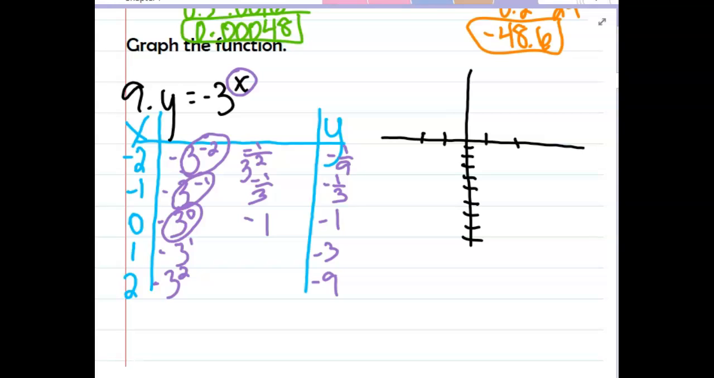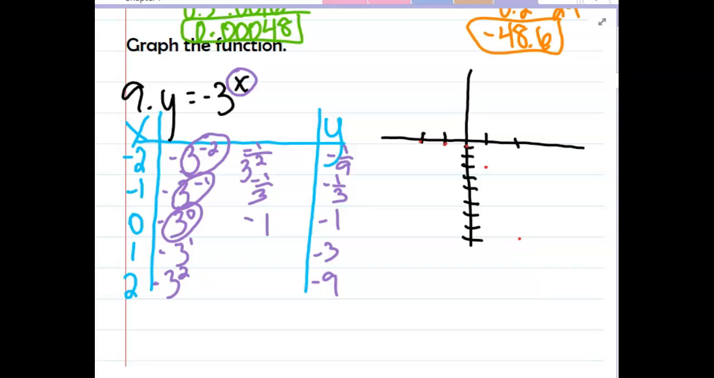And then we're going to go ahead and plot our points. So negative 2, comma negative 1/9. So you're going to go left 2. When you go down 1/9, that's just barely underneath that x-axis. Down a 9, that's just like right underneath 0. And negative 1, comma negative 1/3 really should be just a little bit underneath that one. 0, negative 1, just going to go down 1. 1 comma negative 3, and then 2 comma negative 9.